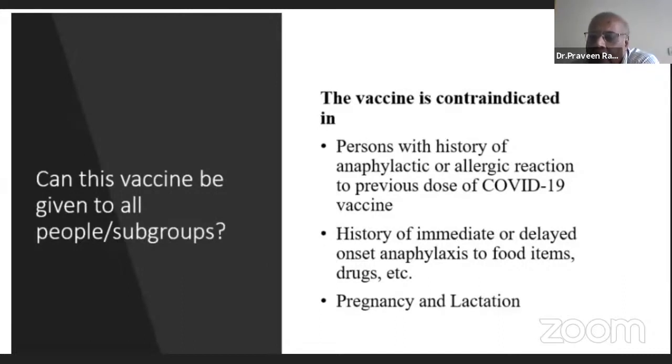Pregnancy and lactation, as the doctor had mentioned earlier, it is advisable, since we don't know the reactions that might happen, it is better to take the advice of the physician and then go.